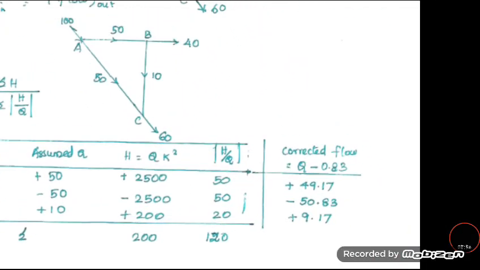Here we assume the flow for AB as 50. The error value is subtracted from the assumed flow: the corrected flow is equal to the assumed flow minus the error. So 50 minus 0.83 will give plus 49.17, and for CA, minus 50 minus 0.83 will give the value of minus 50.83. In pipe BC it is 10 minus 0.83, which will give plus 9.17.